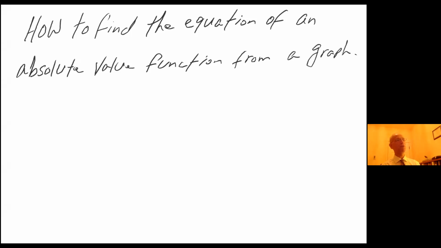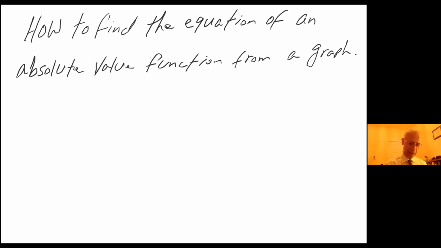How to find the equation of an absolute value function from a graph. Two things to know: it is absolutely necessary for us to be able to determine the location of the vertex of the graph, and we need to be sure that we are reading at least one exact point from the graph.